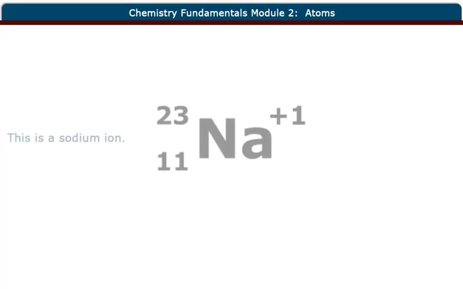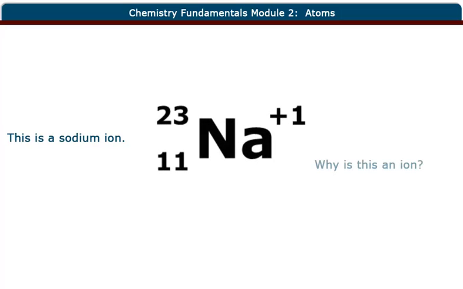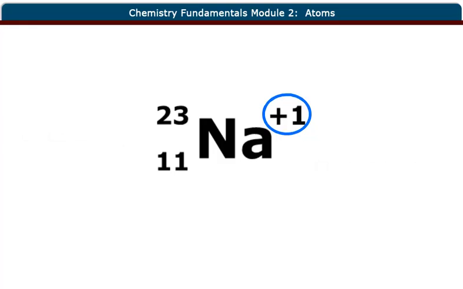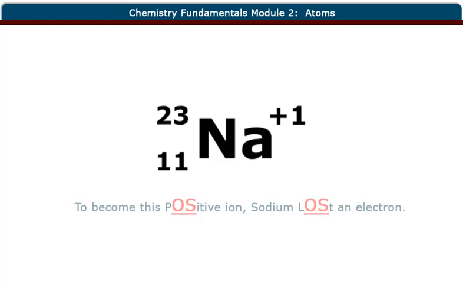This is a sodium ion. Why is this an ion? Because there's a +1 indicated for the ionic charge, or valence. Since this is a positive ion, you should remember that this means sodium must have lost 1 electron.